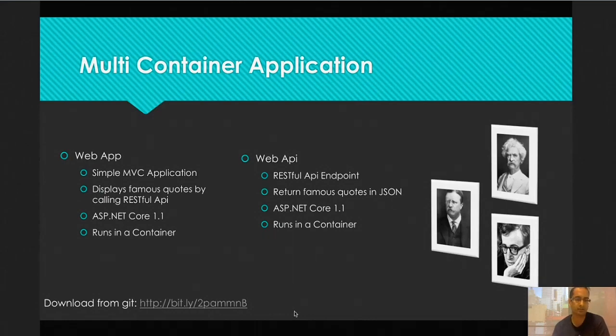So the web app is a front end, and the web API returns JSON with famous quotes from famous people. They all dress up nicely, by the way, if you notice.